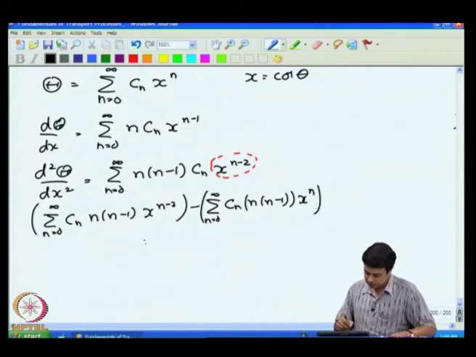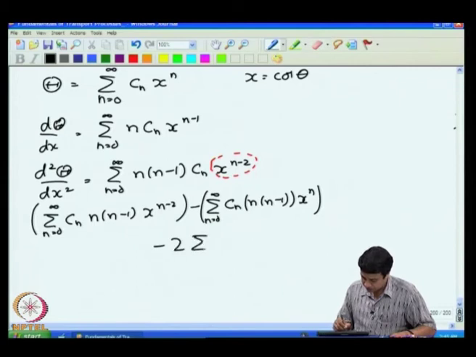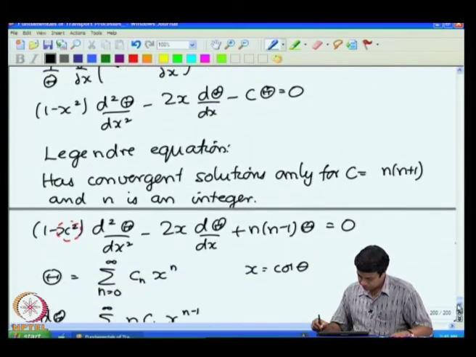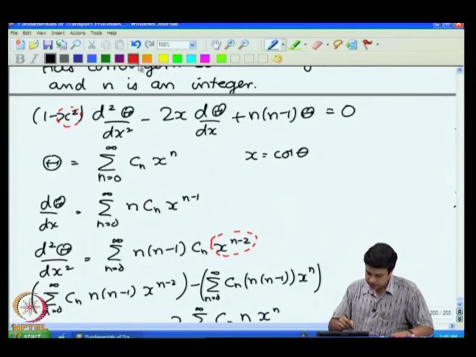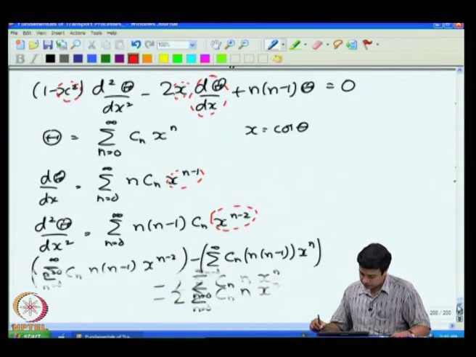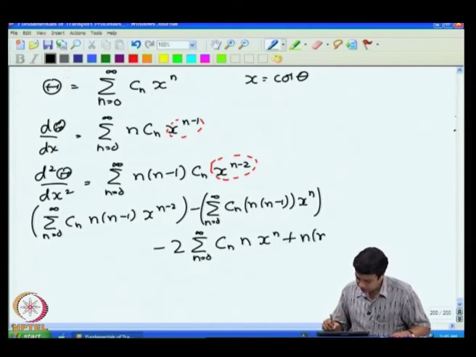And then I have the third term here. Minus 2 summation n is equal to 0 to infinity of Cn into n into x power n. Because I have minus 2x into d theta by dx, and d theta by dx has Cn x power n minus 1. So, I will get n into Cn into x power n. Then I will get plus n into n plus 1.